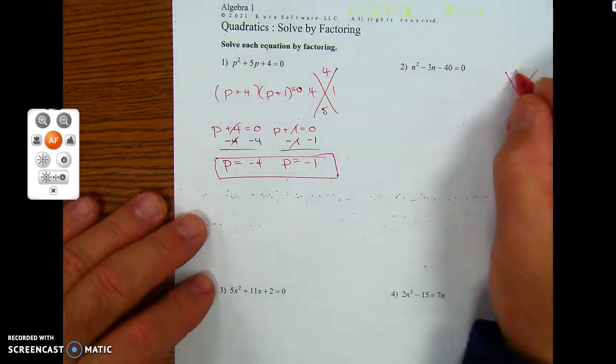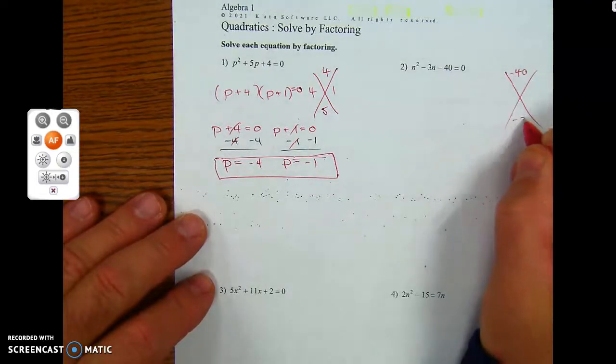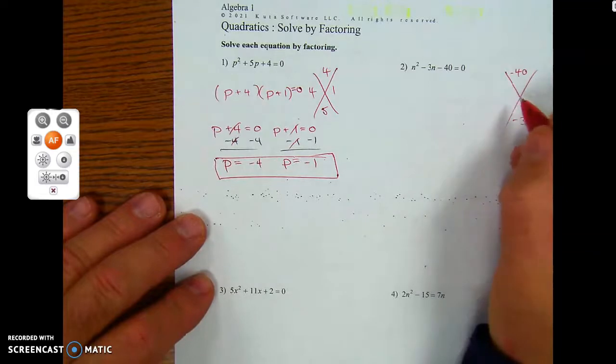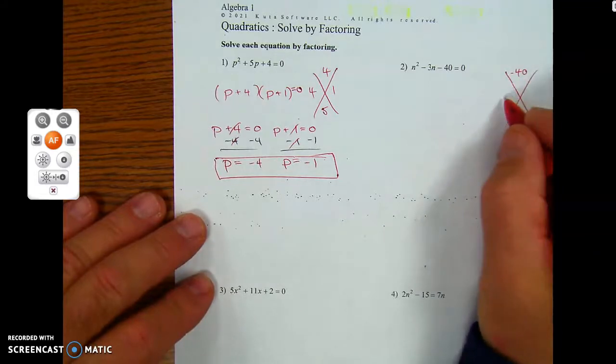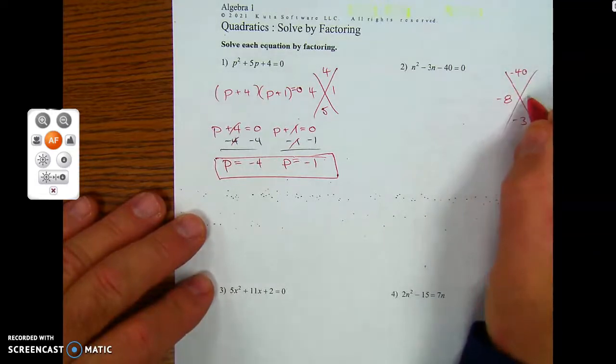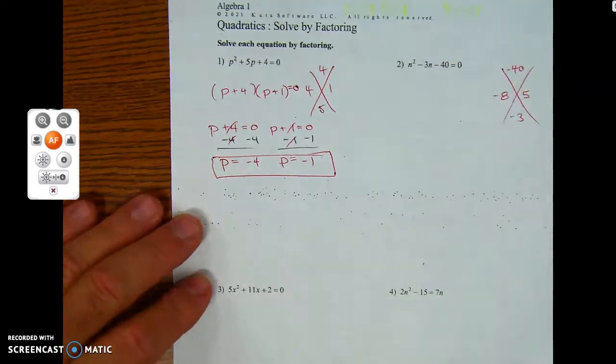I'll help you with the magic numbers here. You shouldn't need help, but I will help you. And let's see, that'd be -8 and +5. I'll let you finish it from there.